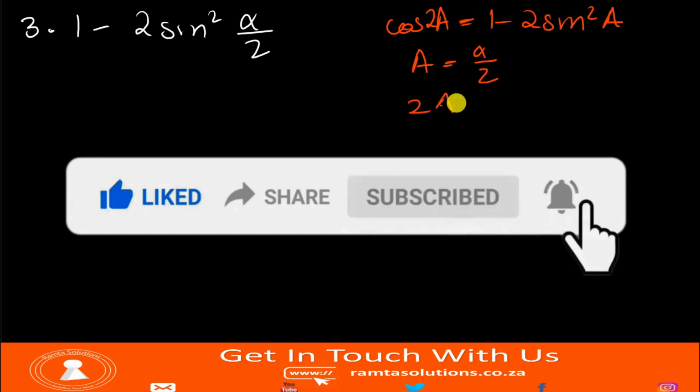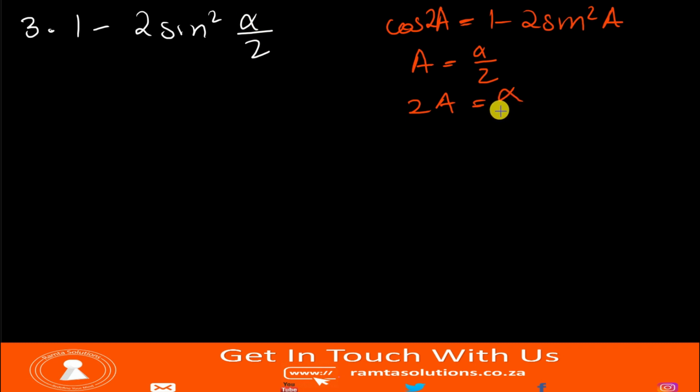So now what is 2a? 2a will be alpha. Can you see that? If you are not sure, it is 2 times alpha over 2. Hence, I'm saying it will be alpha. So, our answer here will be cos alpha. Okay? And this is what we call a half angle. All right. This is cos alpha. Perfect.